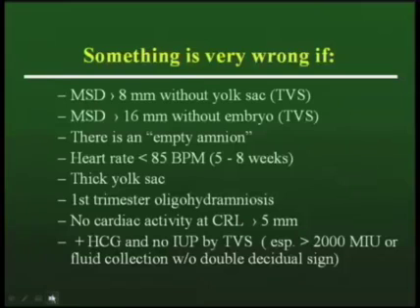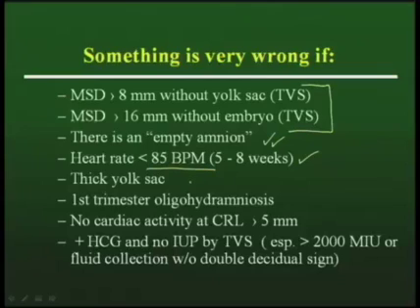So in summary, something is very wrong in the first trimester if you find these signs. These are the signs that are most important. If you have a mean sac diameter that is 8 millimeters or larger and you do not see a yolk sac by transvaginal imaging. If you have a mean sac diameter of 16 millimeters or greater and you don't see an embryo. If you see a fully formed amnion but no embryonic pole. If you do see a heart rate within the embryo, but the heart rate is less than 100, and some people say less than 85, then the chance of a viable pregnancy is much less.